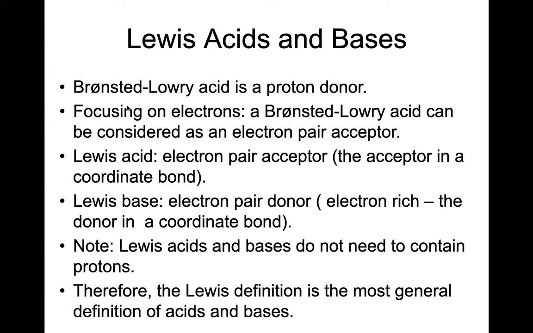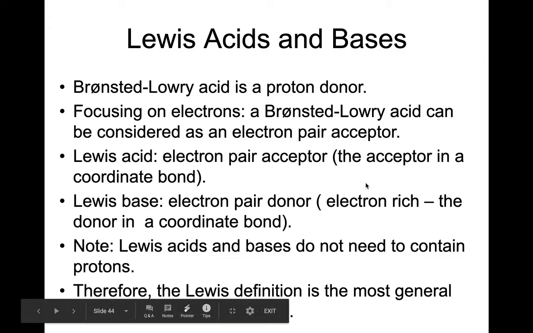So a Bronsted-Lowry acid could be considered to be an electron pair acceptor. The Bronsted-Lowry acid typically, by that definition, is considered a proton donor, but we could look at it from sort of the other angle and say that instead of donating a proton, it's accepting an electron pair. And this would give us the Lewis acid definition, which just gets, again, a bit more general. A Lewis acid accepts an electron pair. A Lewis base donates an electron pair.